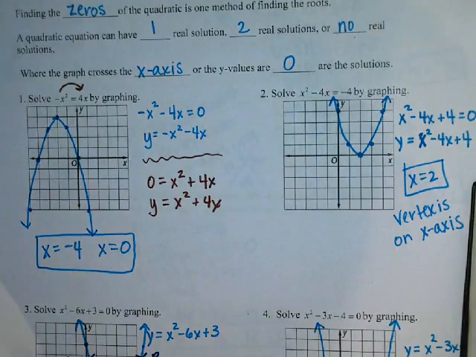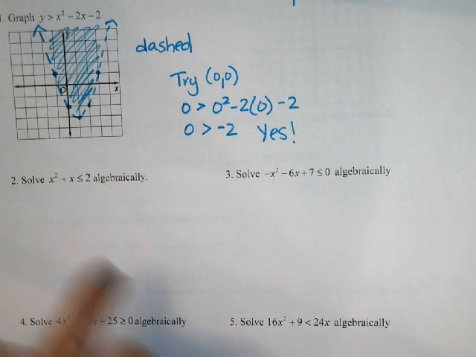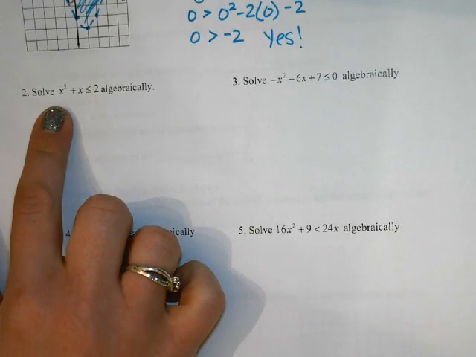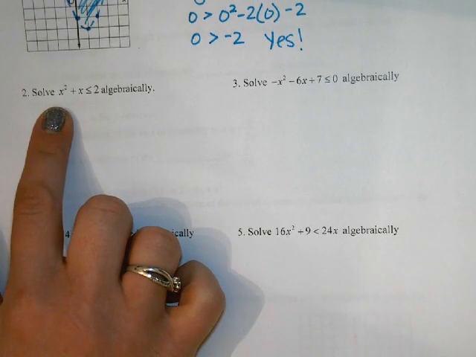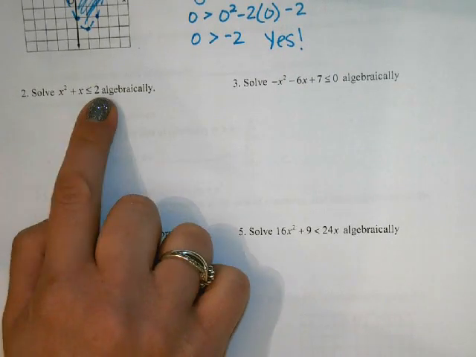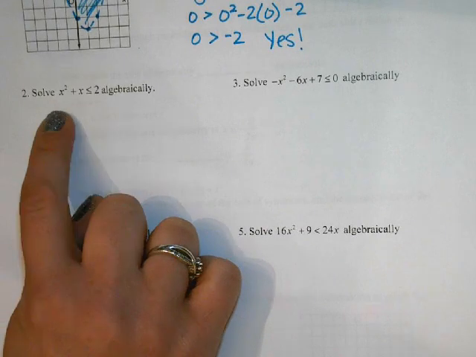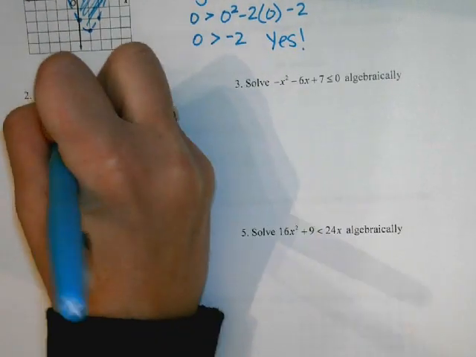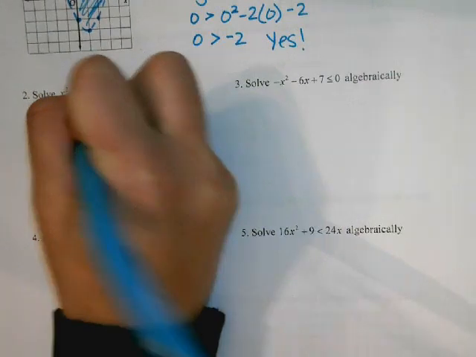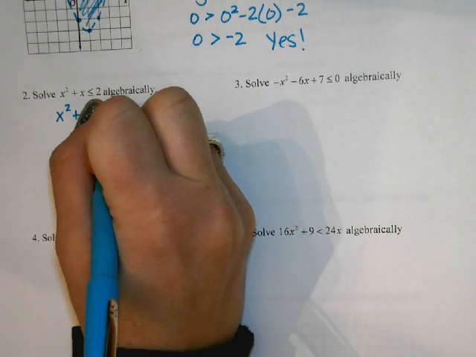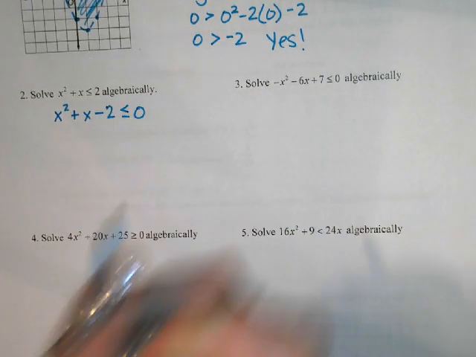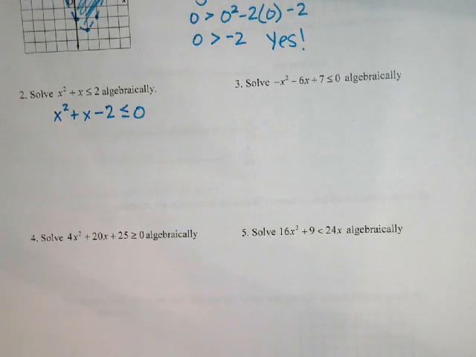Okay, so let's look at the first one here. It says solve x squared plus x is less than 2. Okay, everything that we've done so far, we want that guy to be 0. So let's go ahead and move the 2 to the other side. So we have x squared plus x minus 2 is less than or equal to 0.